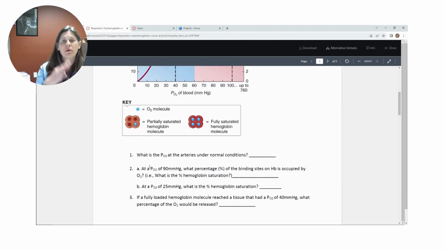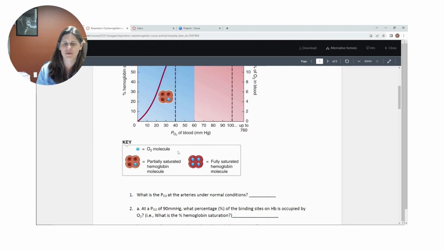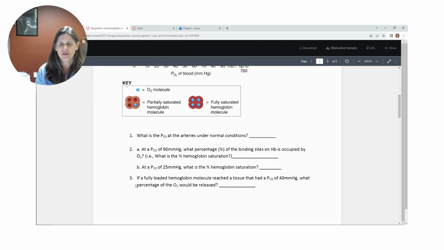Now we're going to get a little more complex, because we're going to use the information we get from the graph to answer a different question. So now it's saying, if a fully loaded hemoglobin molecule reached a tissue that had a partial pressure of 40 millimeters of mercury, what percentage of the oxygen would be released? So this is not going to be answered directly off the graph.